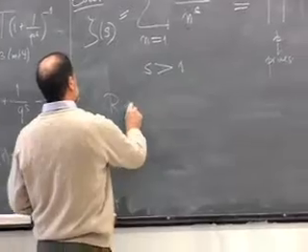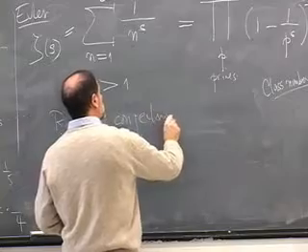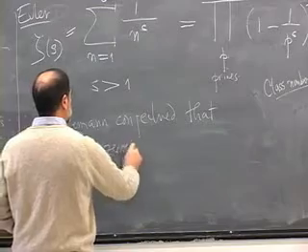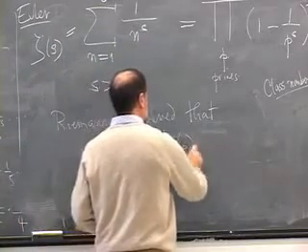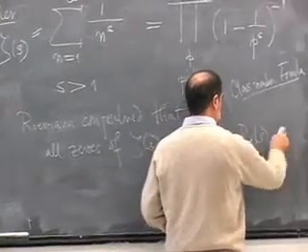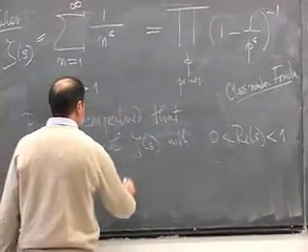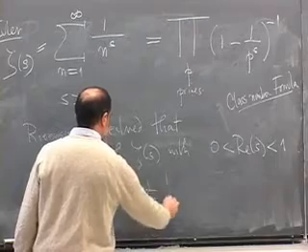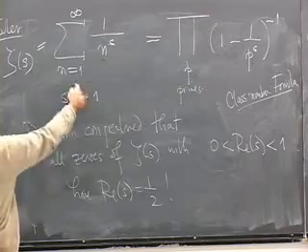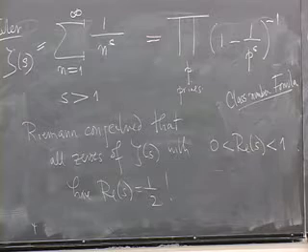Riemann conjectured that all zeros of zeta of s with the real part of the zero between 0 and 1 have real part equal to a half. So I have to say what that actually means, because so far we've only defined this series for s greater than 1. It only converges when s is bigger than 1.